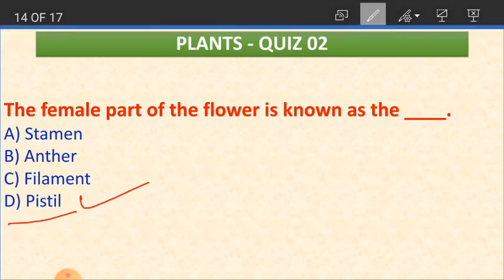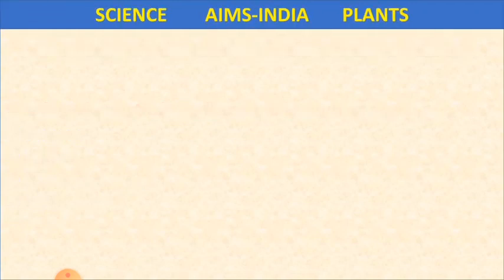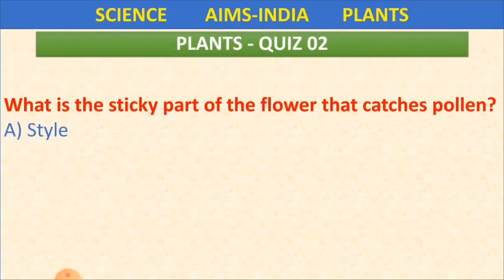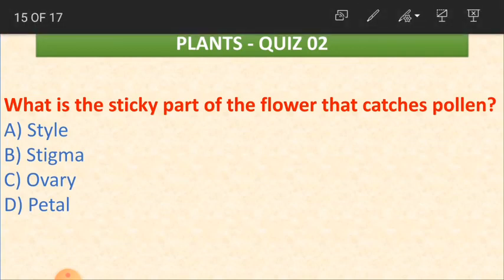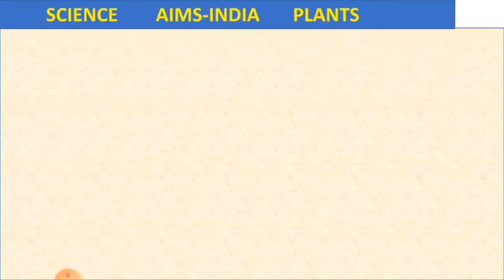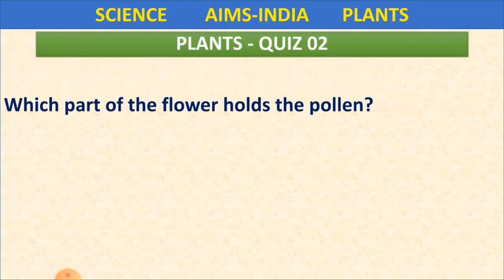Now we'll go to the next question. What is the sticky part of the flower that catches pollen? Sticky part of the flower which catches pollen. What do we call it? Yes, it is stigma. Topmost part. Stigma. Okay. This is a little sticky. We can call this part stigma. Clear, children? Yes. And the next question.